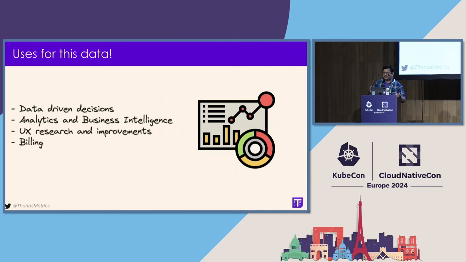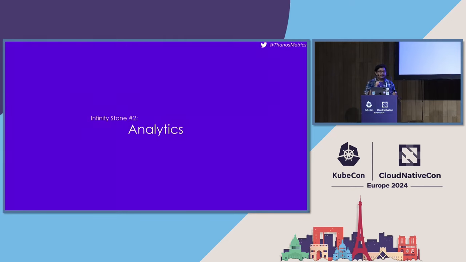And as for how this unique data is used, you could use it for a variety of things, such as making actual customer data-backed decisions across your portfolio of products. You could conduct user experience research and improve on that, maybe even bill your customers. You can also do a bunch of analytics on this data, especially if you have quite long time ranges for it, like multiple years of data or so. But what sort of analytics could you do with them? And that brings me to the next infinity stone, which is analytics.